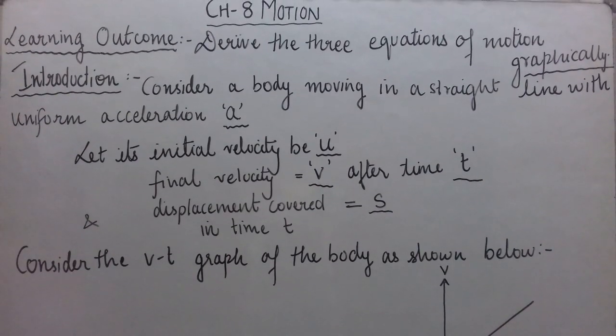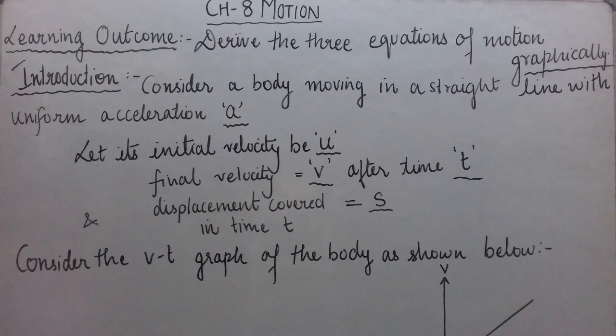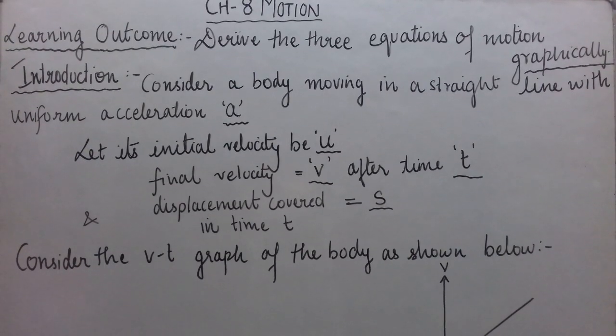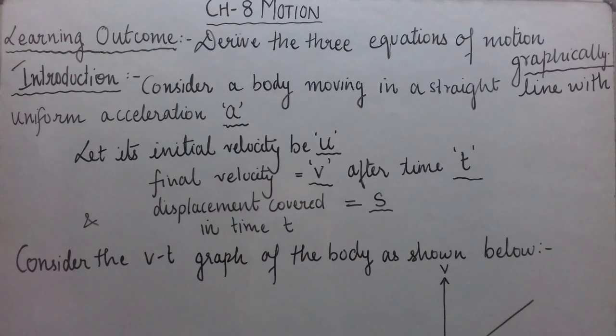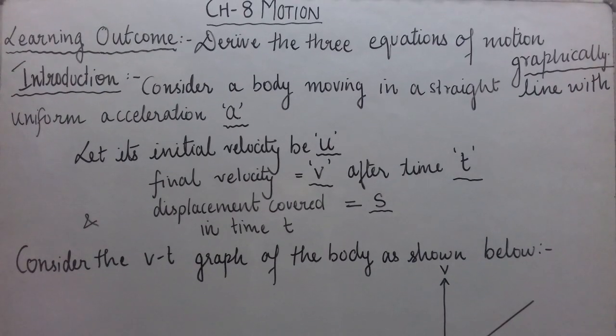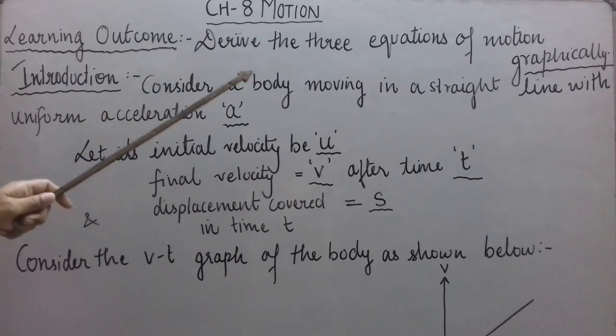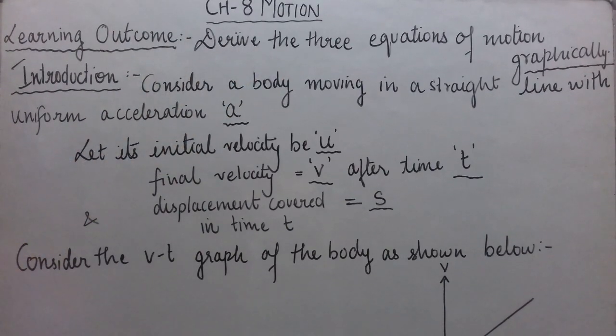There are three different methods to derive these three equations of motion: analytical method, graphical method and calculus method. Analytical method is the simplest one. Graphical method is in your syllabus. Calculus method is not of your level, that you will be learning in your 11th class. So in this lecture today, let us see how to derive the three equations of motion graphically.